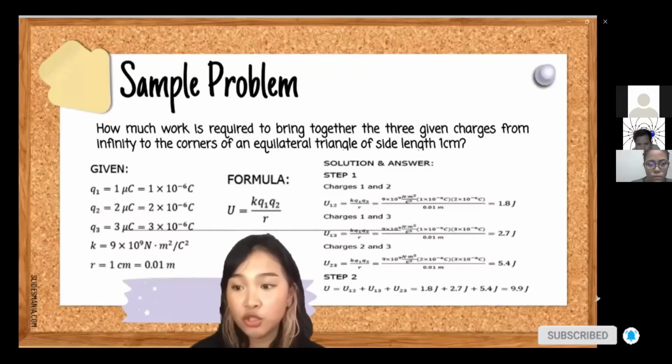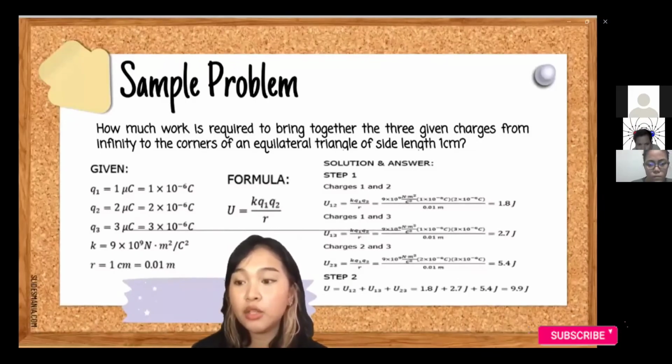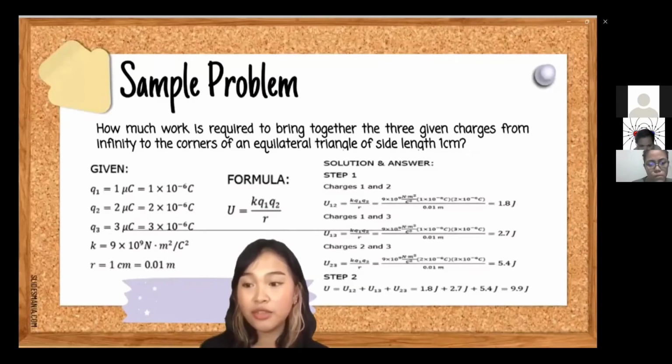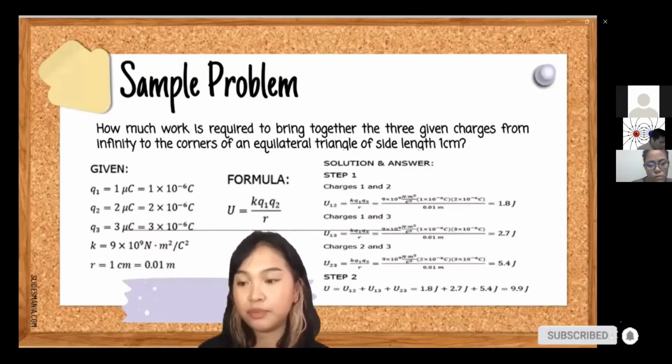And if we combine charges 1 and 3, the work sub 13 is equal to K times Q sub 1 times Q sub 3 divided by R, which is equal to the Coulomb's constant times 1 times 10 raised to negative 6 coulombs multiplied by 3 times 10 raised to negative 6 coulombs. And the answer for this is 2.7 joules.